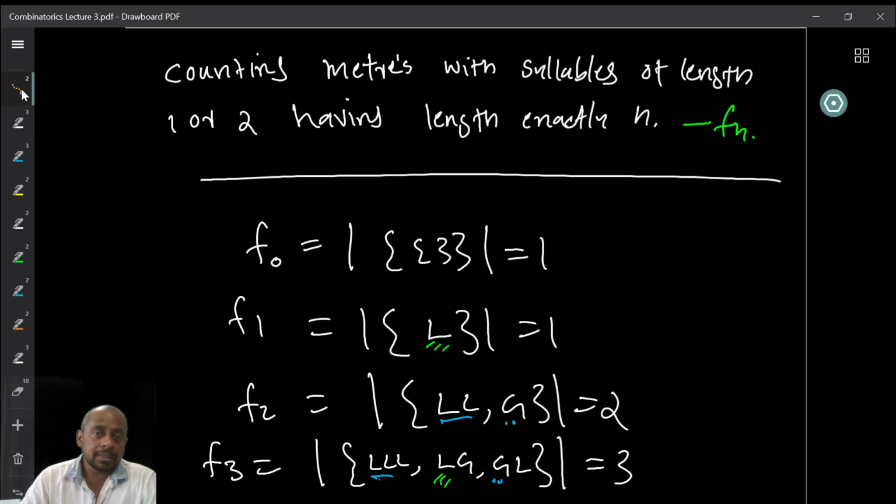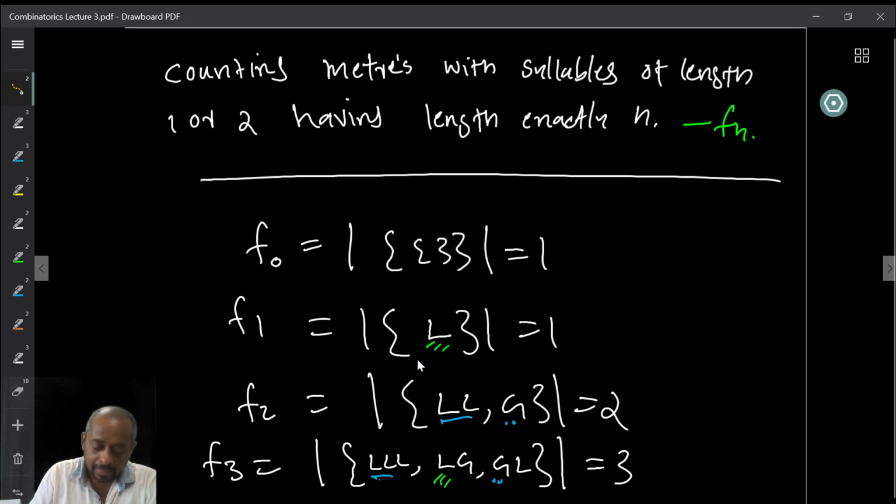So we just look at the possible scenarios. So F0, right? Zero length means that you can only do it in one way. Basically, you don't write anything. There is precisely one way to do that. So therefore, F0 is 1. Now, what is F1? F1 is meters of length exactly 1. Now, if the meter has exactly length 1, we cannot use syllables of length 2, right? So guru cannot be used, only laghu can be used. So the only possibility is to have the singleton L, right?